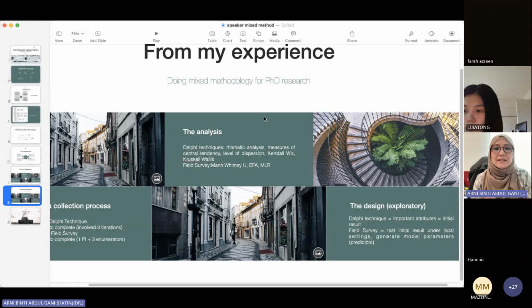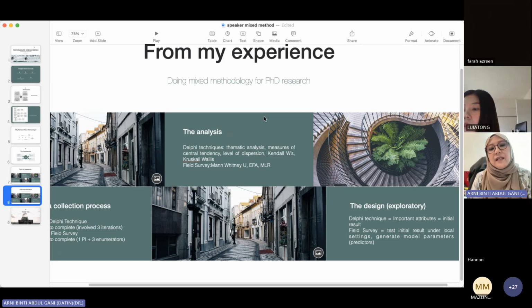And then the beauty of the Delphi technique is that at some point you can use SPSS, once you have passed the first iteration or first cycle, second cycle, third cycle, fourth cycle, some people even up to 7 or 8 cycles. But mine was quite fortunate, I only had to go through 3 cycles. So I can use measures of central tendency, mean, mode, also standard deviation, and also Kendall's W and Kruskal-Wallis to check on the variance between the data.